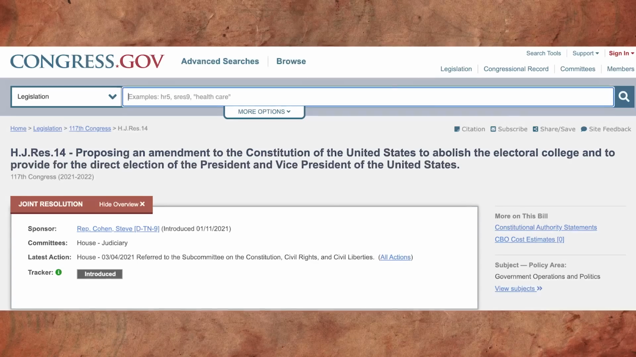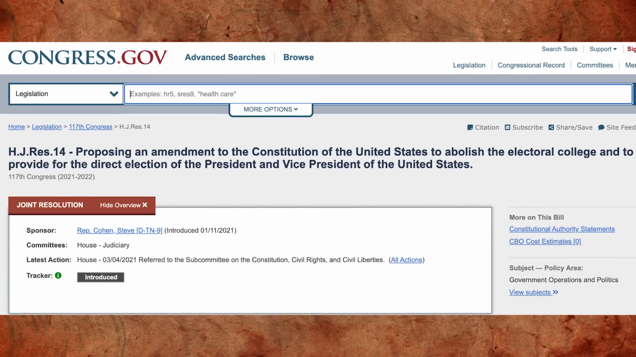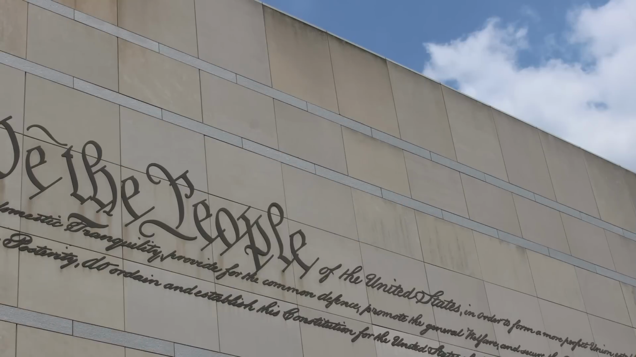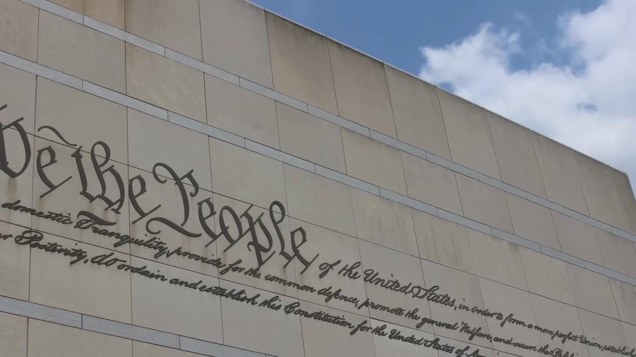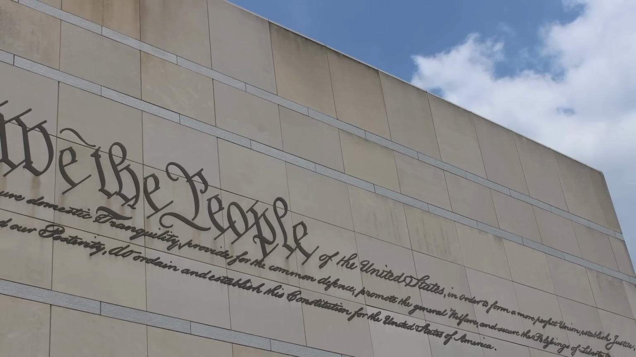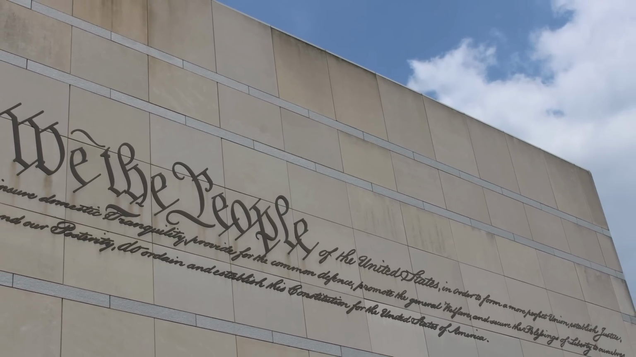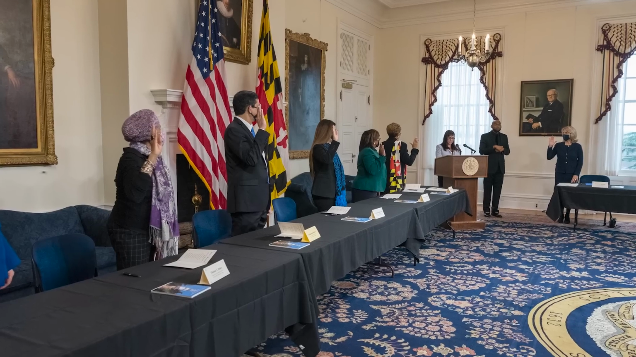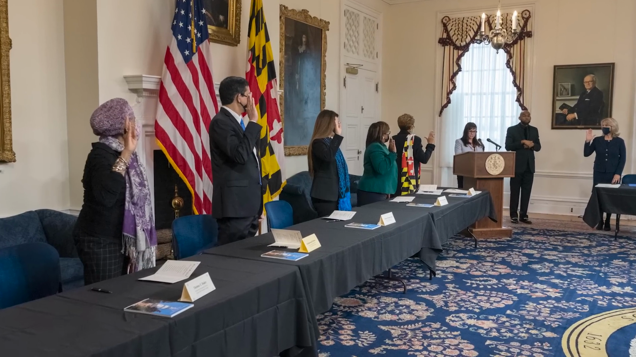Efforts to eliminate the system, however, are consistently met with opposition from smaller and less populated states. And because any changes to the Constitution require the approval of 2/3 of Congress and 3/4 of state legislatures, there isn't enough support to get any alternate proposals passed. So for now, the Electoral College is what we've got.